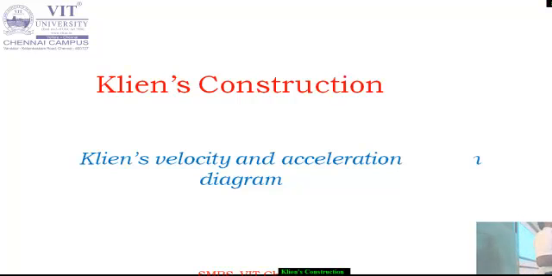Based on these 3 conditions, we can find out the unknown mass or where we have to place the second mass or first mass like that. By using that principle, a number of methods are available. One method is Klein's construction, by using which I can find out velocity and acceleration.